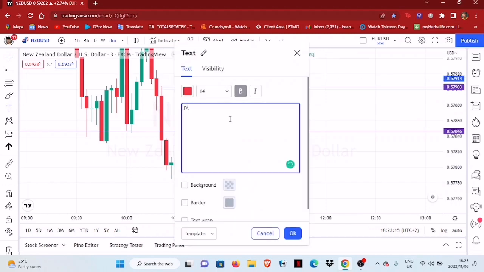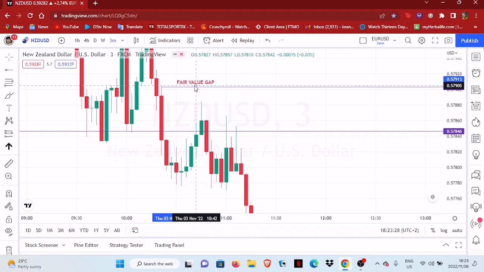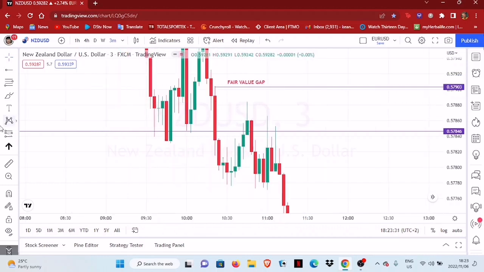Fair value gap. And now the fair value gaps. Did I spell value wrong? The fair value gaps are so important because they help us understand how we can enter, where we should enter, where our stop loss should be.